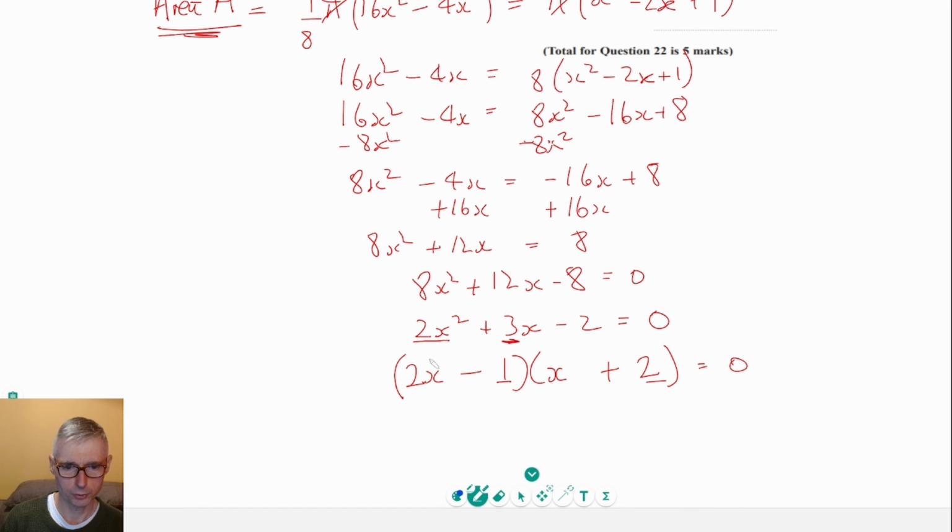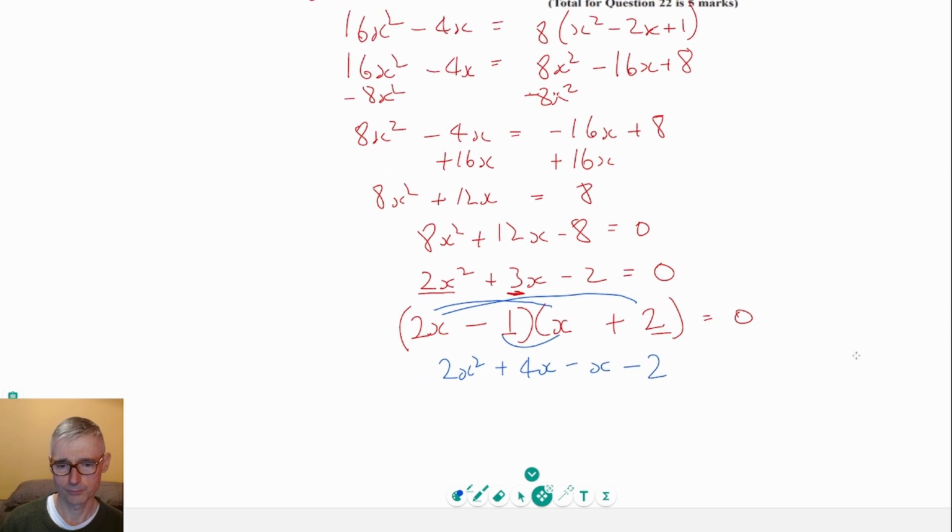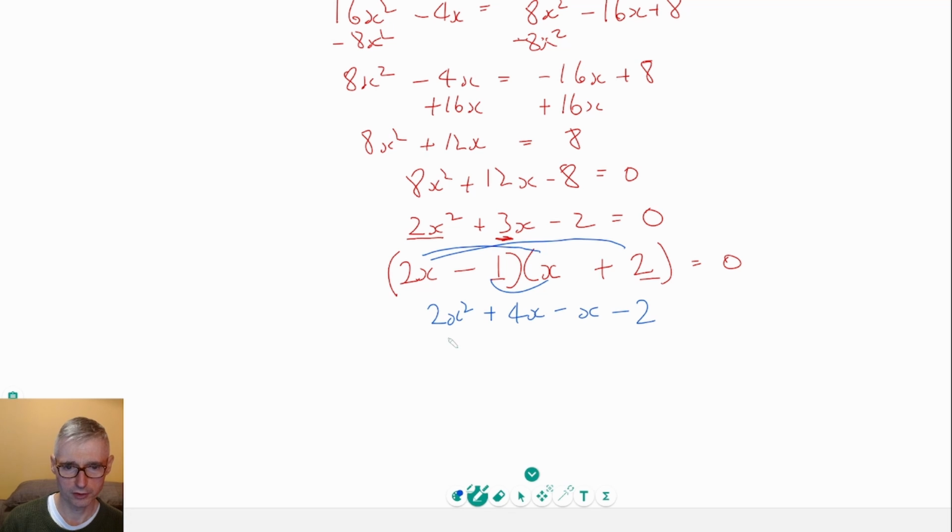So let's have a look at that. We could multiply it out. 2x times x will give us 2x squared. 2x times positive 2 would give us 4x. Minus 1 times x would give us minus x. And then minus 1 times 2 would give us minus 2. So if we just simplify that, we can see that we would get 2x squared plus 3x minus 2 is equal to 0. And that's the same as what we were trying to factorise. So that shows us we've done the correct factorisation.